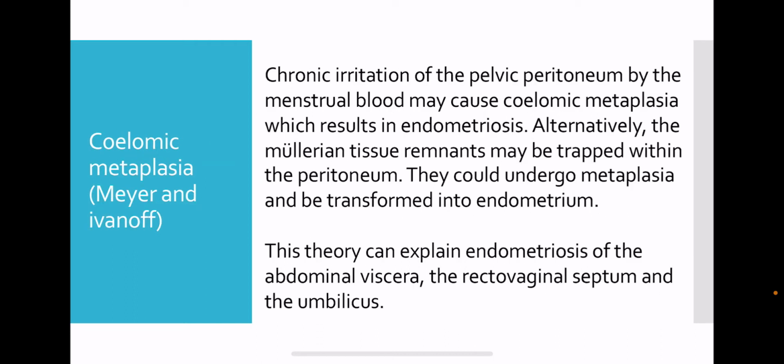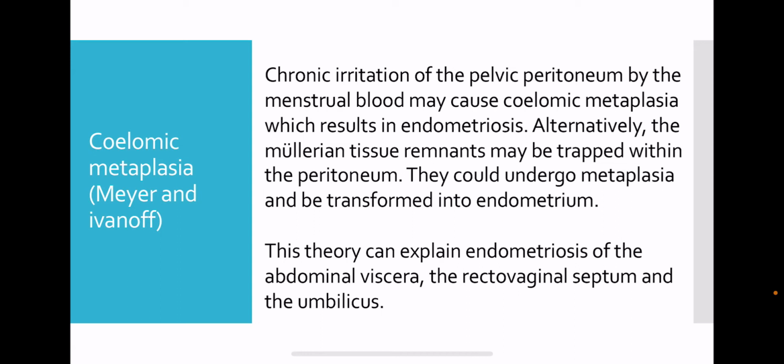Coelomic metaplasia, also known as Meyer and Ivanoff theory. Guys, what are coelomic cells? The coelomic cells are the cells which transform into the peritoneal cells and the surface of the ovary. Instead of forming these cells, when they start to grow into endometrial tissue, there is metaplasia. What is metaplasia? When a well differentiated cell type transforms into another well differentiated mature cell. So the coelomic cells, instead of becoming the peritoneal cells or the surface of the ovaries, become endometrial tissue. This is known as coelomic metaplasia.